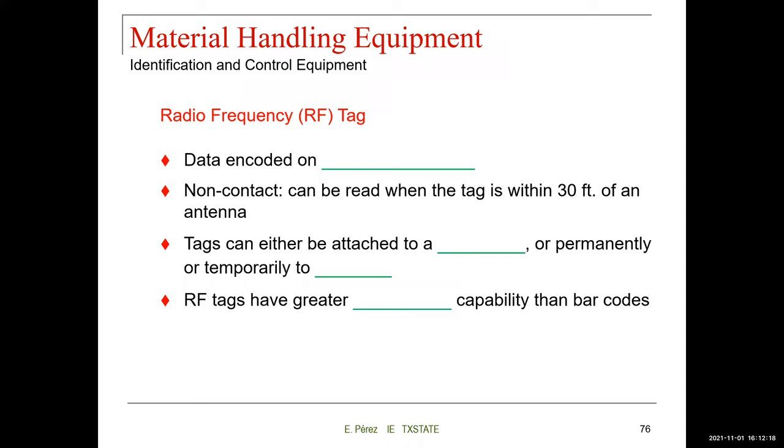The RF tag, this is data encoded on a chip encased in a tag. No contact, it can be read when the tag is within 30 feet of an antenna. So this tag can be read up to 30 feet from a specific antenna. Tags can either be attached to a container or permanently or temporarily to an item. RF tags have greater data storage capability than barcodes.